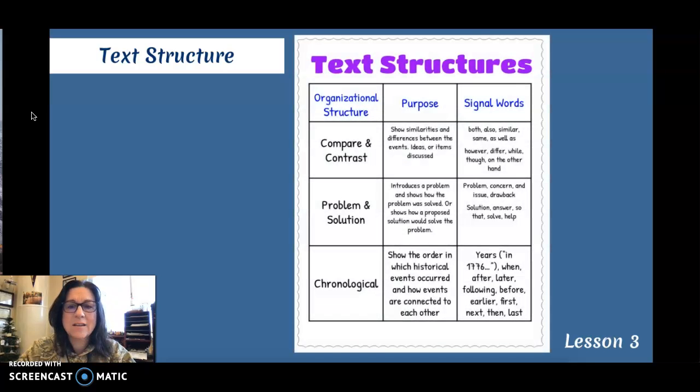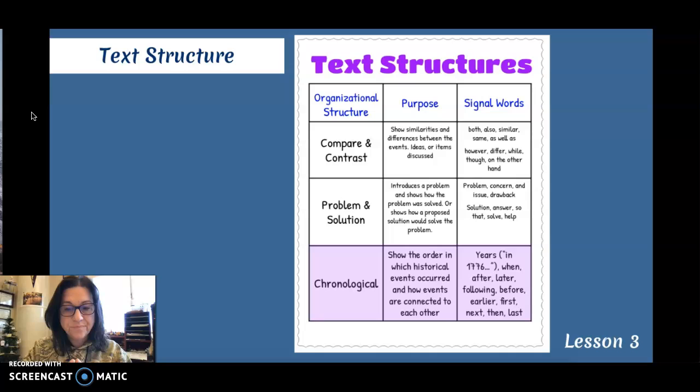Let's talk about text structures. Today we're going to talk about chronological. Now we've talked about compare and contrast and problem and solution. Today we're talking about chronological. Chronological text structure's purpose is to show the order in which historical events occurred and how those events are connected to each other.